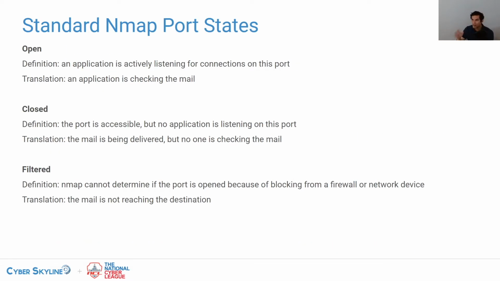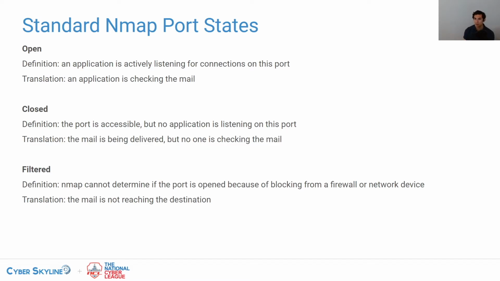So now that we know what ports are, we need to understand what different states ports can be in. What are the results that we'll see from our Nmap scan? Nmap is going to search for open ports. It's going to see what's available, and so we need to know how to interpret those results. There are three standard results that you'll get back in Nmap. There are more than just these three, but I'm just going to cover these three to begin with.